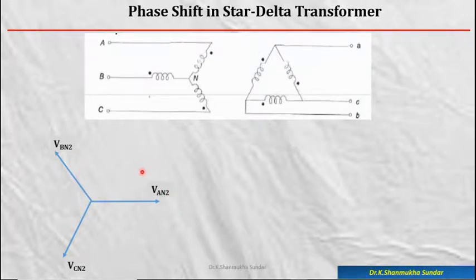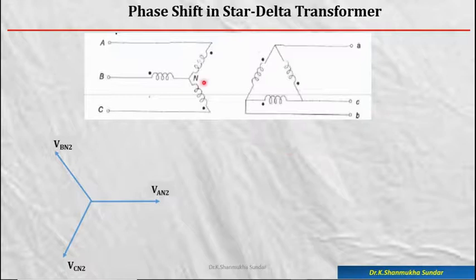What is VAN2? VAN is a phase voltage on star side. Again VBN is another phase voltage and VCN is again a phase voltage. So 2 indicates it is the negative sequence voltages. So when the primary is excited with negative sequence voltages, this is the reference vector diagram we have drawn. And with respect to this vector diagram, now let us represent the corresponding voltages on delta side.